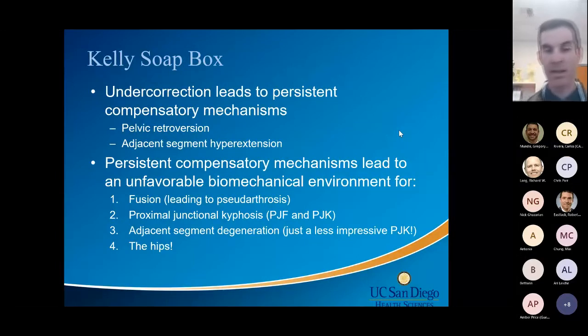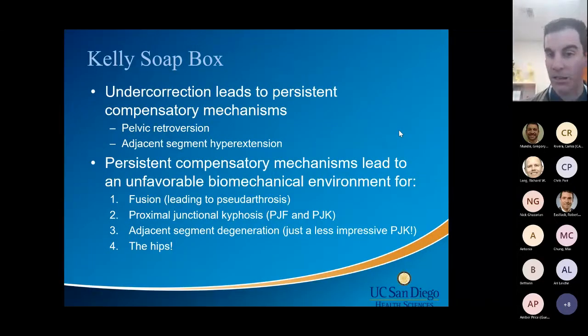Persistent compensatory mechanisms lead to an unfavorable biomechanical environment for fusion because it leads to tension in the dorsal column, PJK because you are moving the fusion mass dorsally while the rest of their spine is trying to go ventrally, adjacent segment degeneration, which I just think is a less impressive form of adjacent segment problems than PJK, though I think that their etiology is the same.